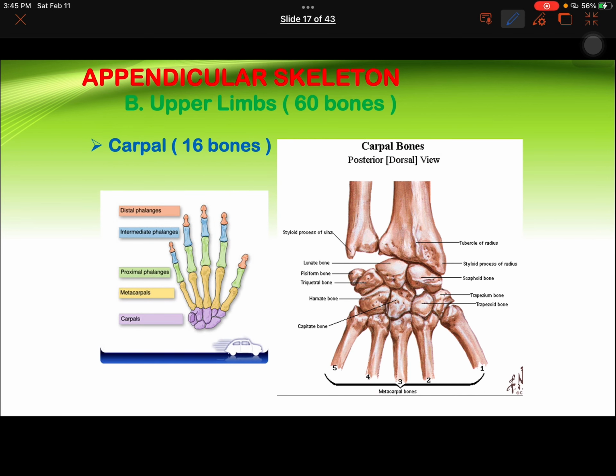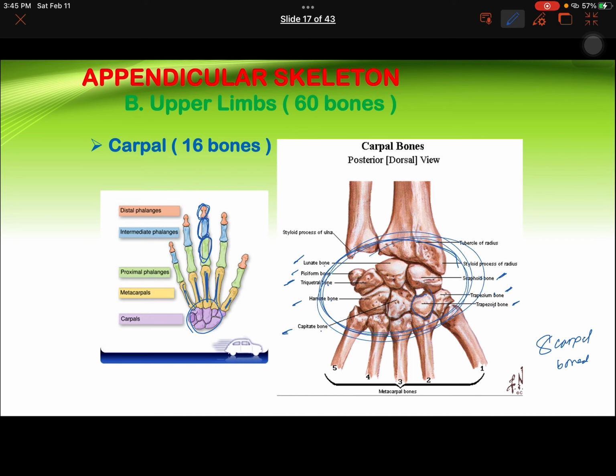We have 16 carpal bones. We have the distal phalanges, the intermediate phalanges, and the proximal phalanges. We have the metacarpals, and then we have the carpal bones. You have to memorize your carpal bones. You have your lunate, the pisiform, the triquetral, the hamate, the capitate, the trapezoid, the trapezium, and the scaphoid. So that's 1, 2, 3, 4, 5, 6, 7, 8. You have 8 carpal bones. Carpal bones are the bones of the wrist.